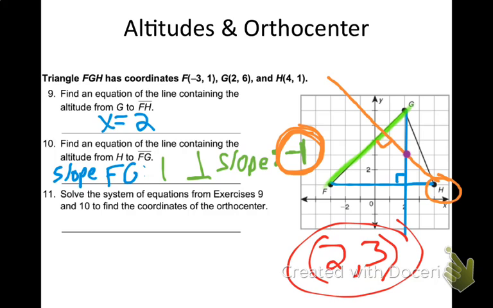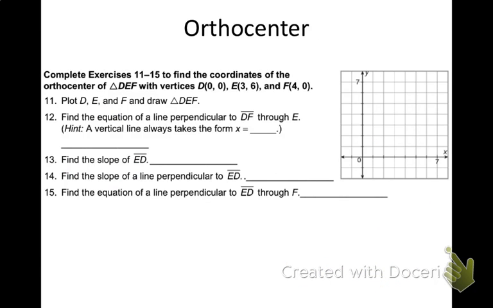Let's try another one. All right, I have triangle DEF here. Number 11 says plot D, E, and F, and then draw the triangle. So I'm going to plot the triangle. D is at 0, 0. E is at 3, 6. And F is at 4, 0. And then I fill in my lines here. There we go. So there's my triangle.